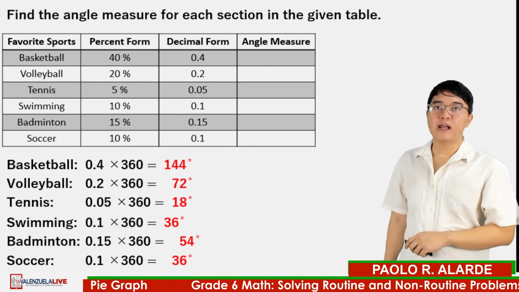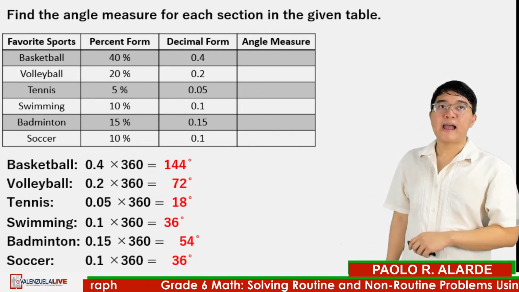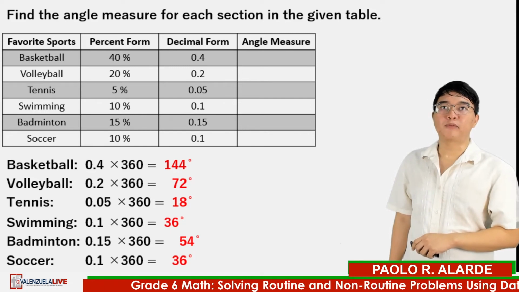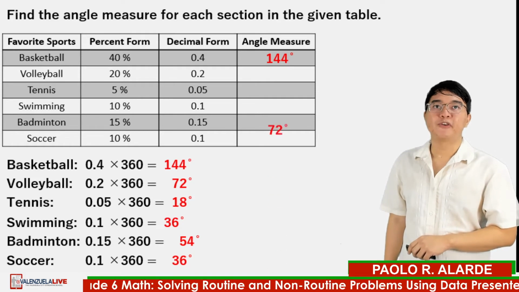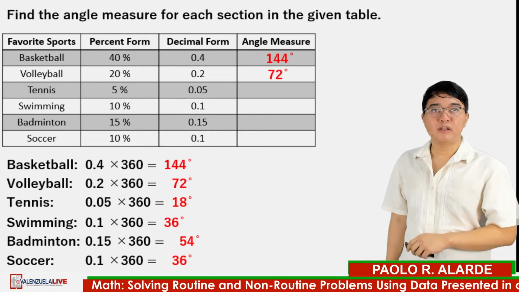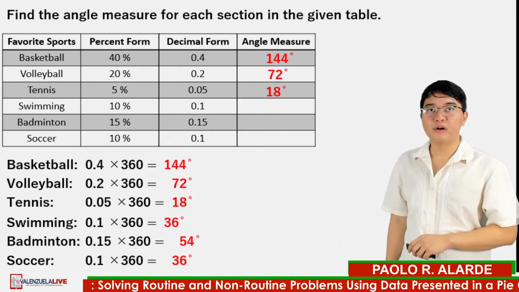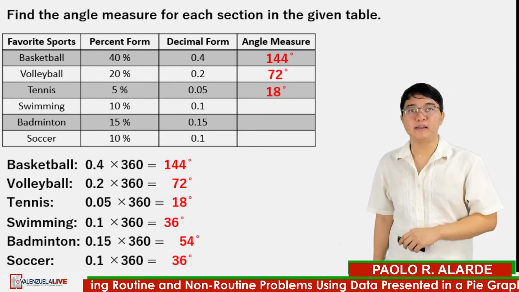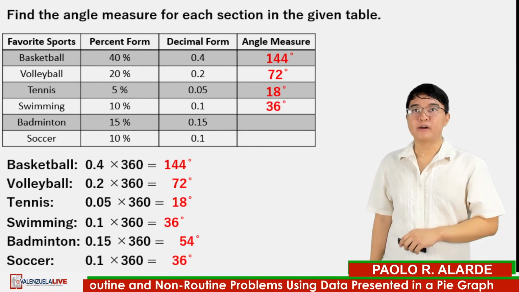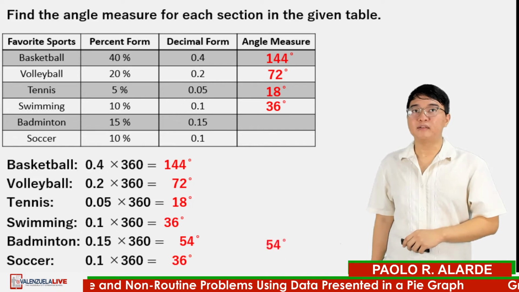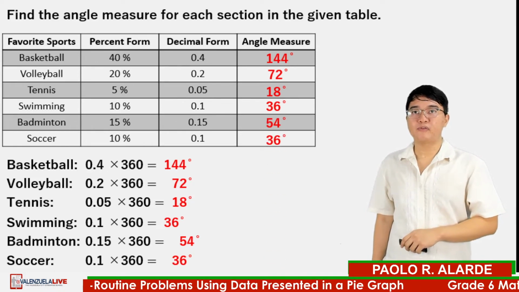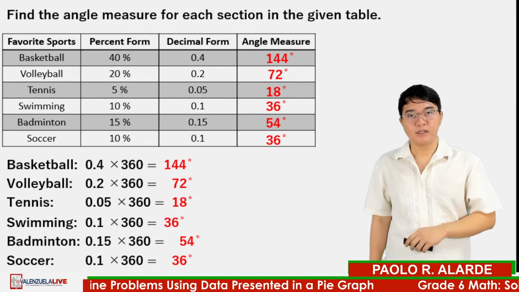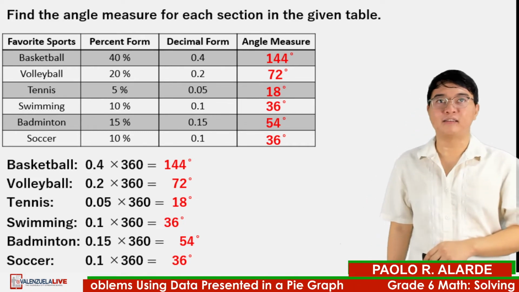So we can now write the following angle measure for each type of sports. For the basketball, we have 144 degrees. For the volleyball, we have 72 degrees. For the tennis, we have 18 degrees. For the swimming, we have 36 degrees. For the badminton, we have 54 degrees. And for the soccer, we have 36 degrees.